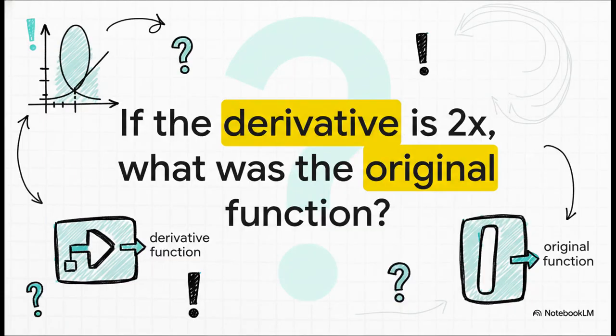So let's try it out. If we know the derivative, the rate of change, is 2x, what was the original function we started with? Now, the first thing that probably pops into your head is x squared. And you're not wrong. But is that the whole story?